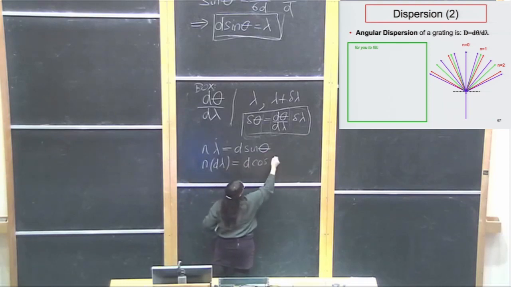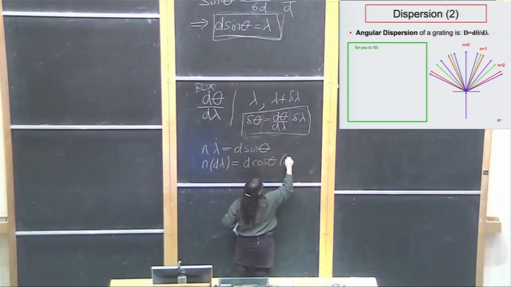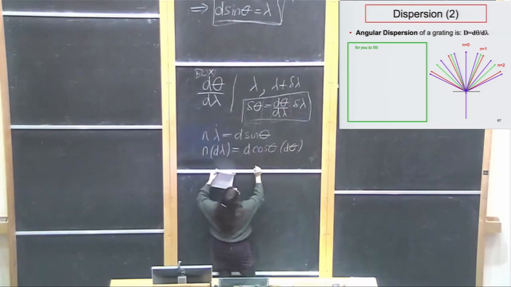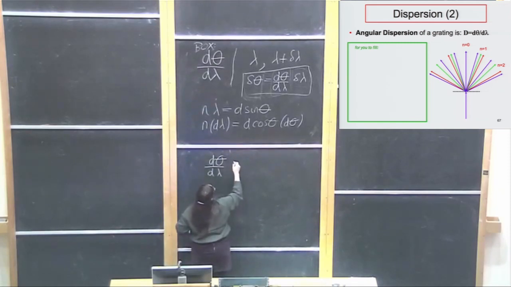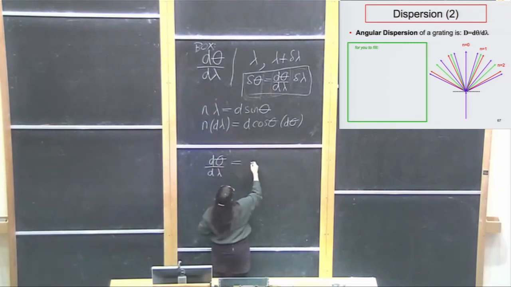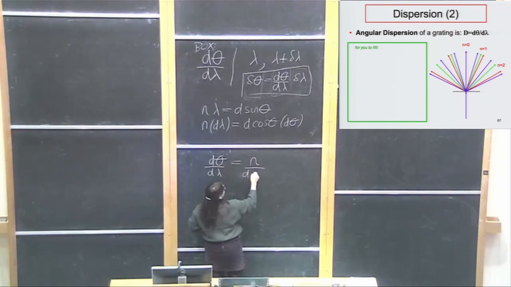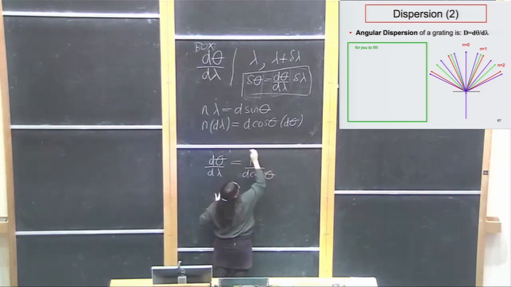So d cos θ dθ. All right, so I've got dθ/dλ equals n over d cos θ.